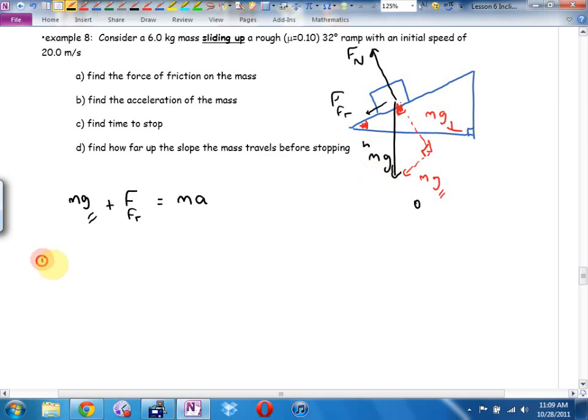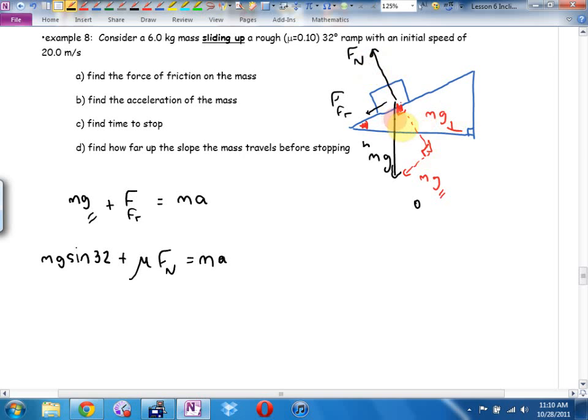Friction is mu times the normal force. Oh, I don't know the normal force. But look, I know another force the same size as the normal force. What's the same size as this? Mg perpendicular. Arvinder, opposite, adjacent, or hypotenuse compared to this? It's going to be adjacent and hypotenuse. Which trig function do you think I'm going to replace mg perpendicular with?